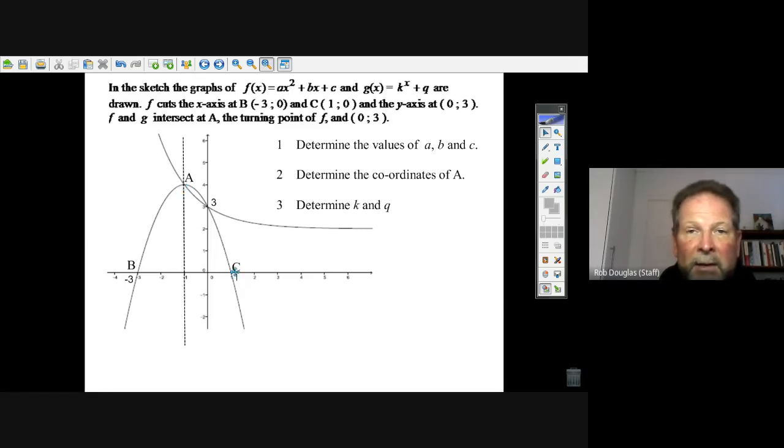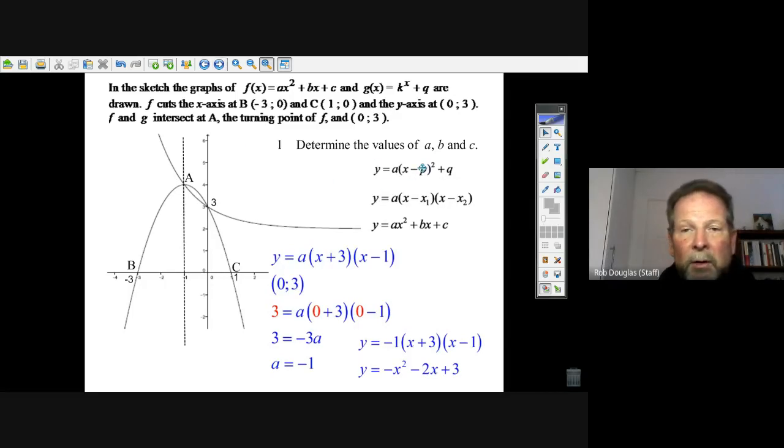They tell us that C is (1, 0), and they tell us that B is (-3, 0) right over here. So they give us all of that. And then they ask us 3 questions. Figure out a, b, and c. Well, let's try the first question.